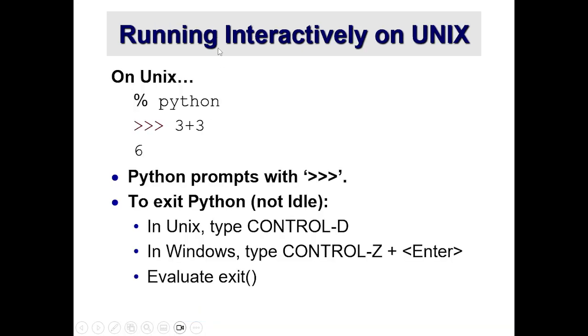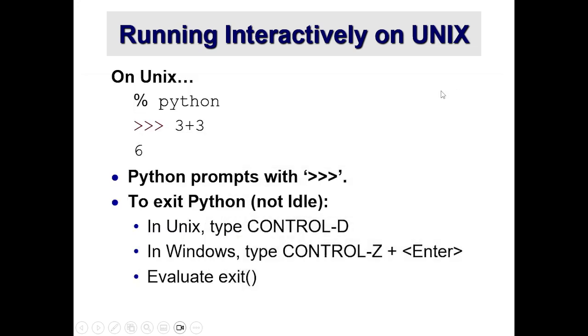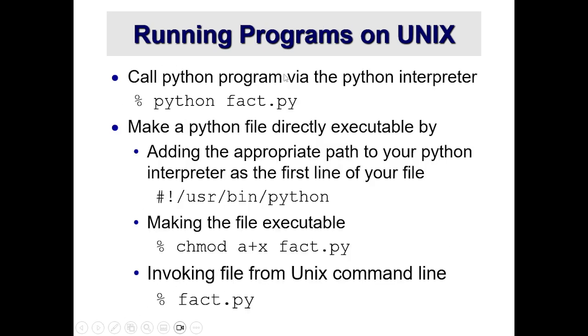So running interactively on Unix. On Unix, you call it as 3 plus 3 equals 6, just like the example here in this Python IDLE. This one, 3 plus 3 equals 6. Then the Python prompt with this one. To exit Python in Unix, type Ctrl D. In Windows, type Ctrl Z plus enter. Evaluate exit.